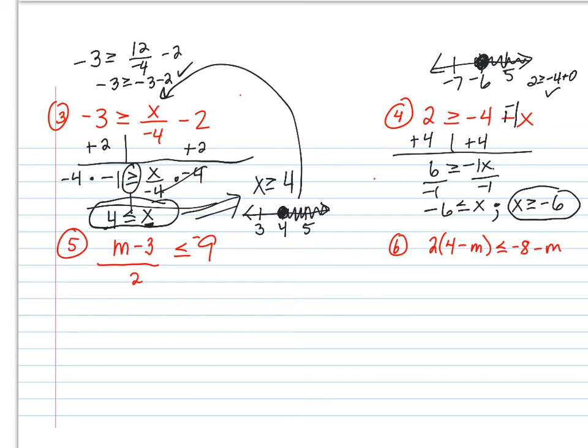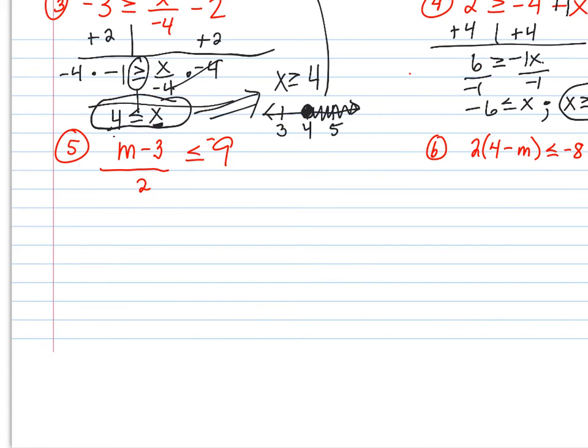Number 5. We have to get rid of this. We're supposed to do this all first. Well, we can't because it's all being divided by 2. So this is an exception. What we're going to do is we're going to multiply both sides by 2 first. So my 2's cancel. Now I'm left with m minus 3 is less than or equal to -18. Now all I have to do now is add 3 to both sides.